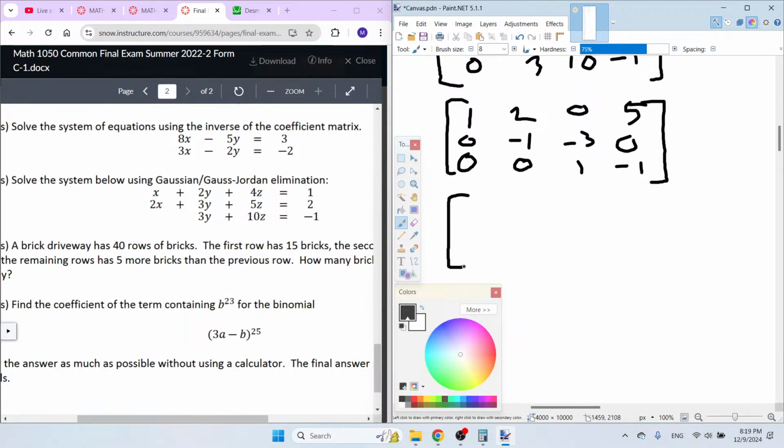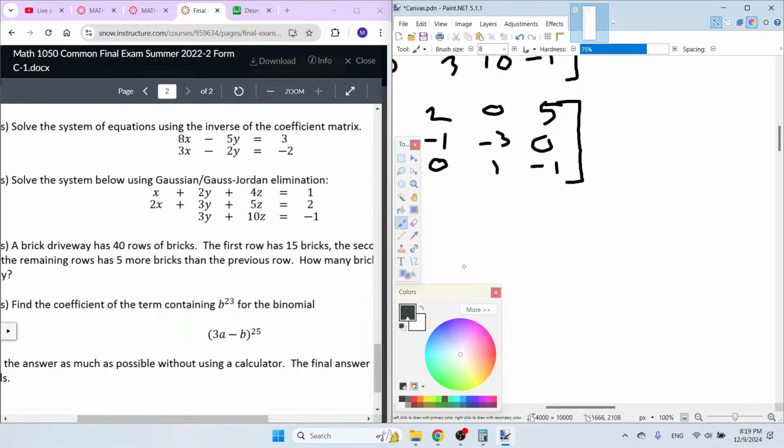I'm going to take 3 times the bottom row and add it to the middle row. Actually, I'm going to flip the sign on the middle row first, and then I'm going to subtract 3 times the bottom row from it. So that's a complicated enough one that I think I'm going to write it. Negative row 2 minus 3 times row 3.